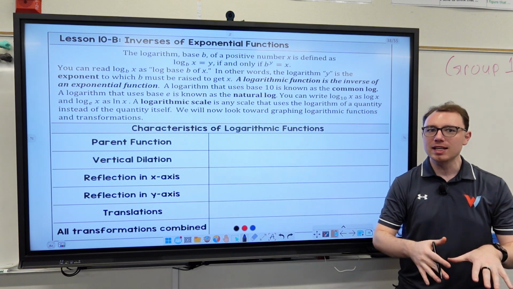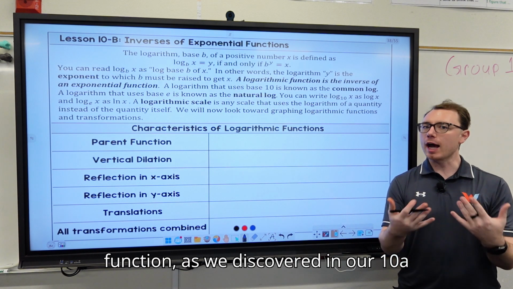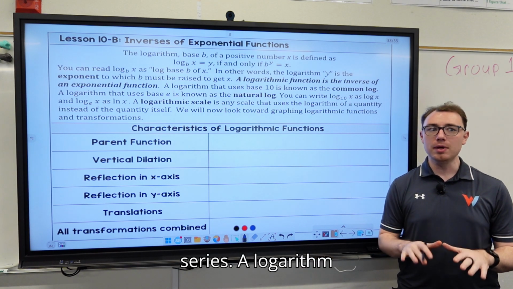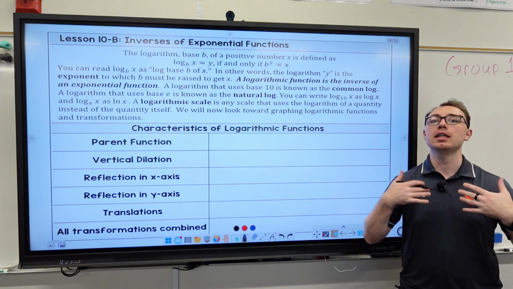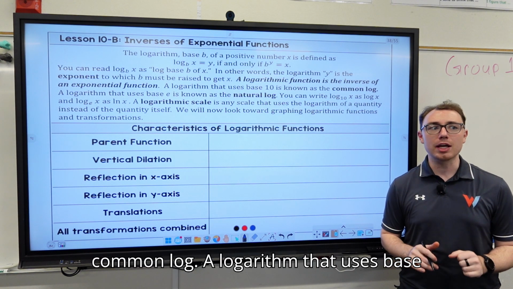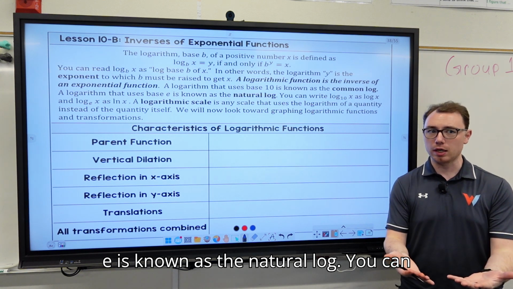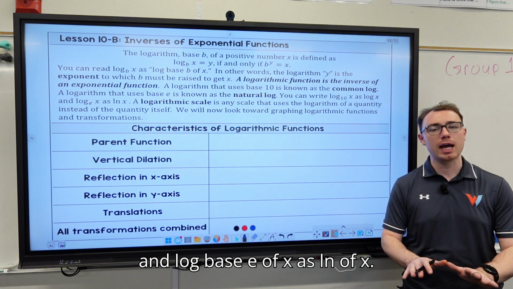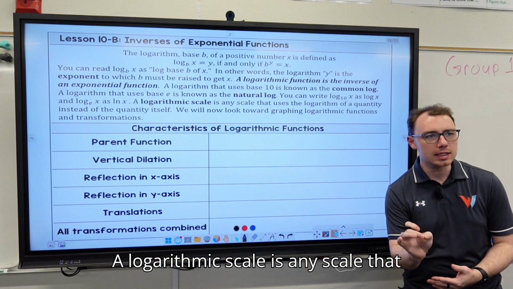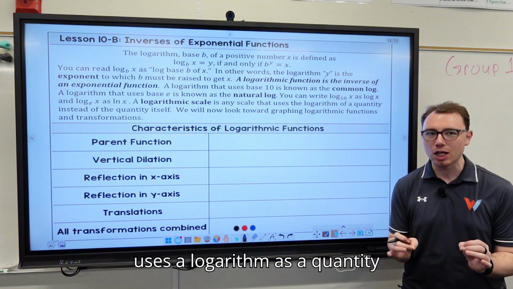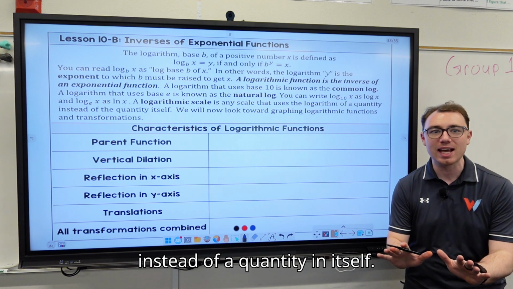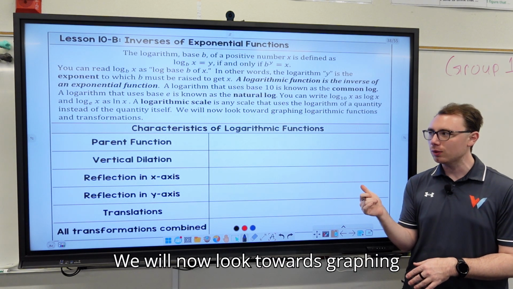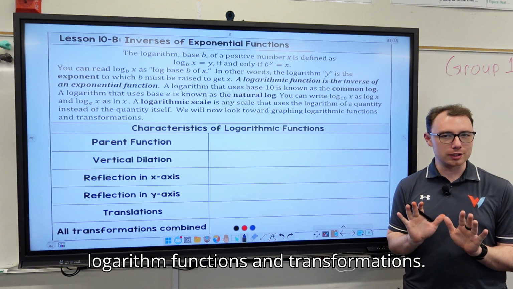A logarithmic function is the inverse of an exponential function, as we discovered in our 10a series. A logarithm that uses base 10 is known as the common log. A logarithm that uses base e is known as the natural log. You can write log base 10 of x as log x and log base e of x as ln of x. A logarithmic scale is any scale that uses a logarithm as a quantity instead of a quantity in itself. We will now look towards graphing logarithm functions and transformations.